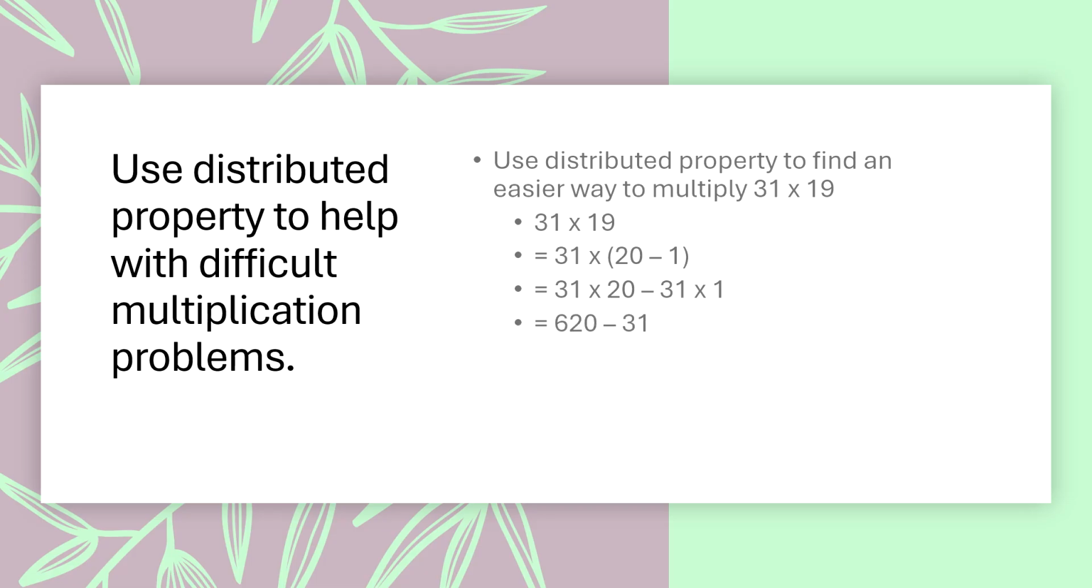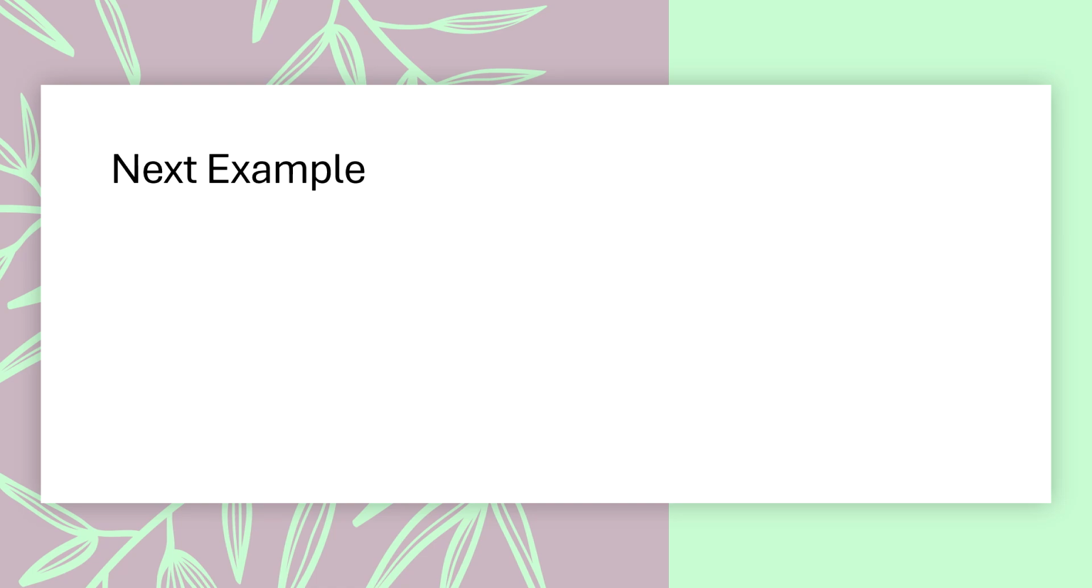And 31 times 20 is 620, and then 31 times 1 is 31. So it's 620 minus 31, and that is equal to 589. Next example.